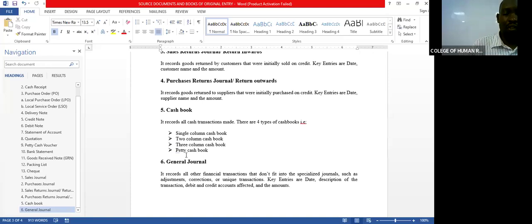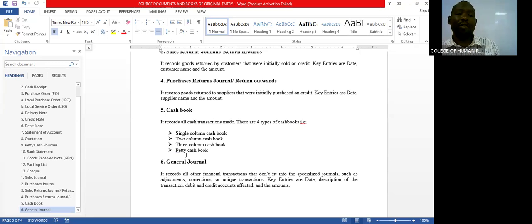And then the last journal is known as the general journal. The general journal records any transaction which does not fit in any of the 5 that we have discussed. It cannot go to the sales journal. It will not go to the purchases journal. It doesn't qualify to go to the sales returns or purchases returns. And also, it does not qualify to go to the cash book. Such a unique transaction will go to what we call the general journal.